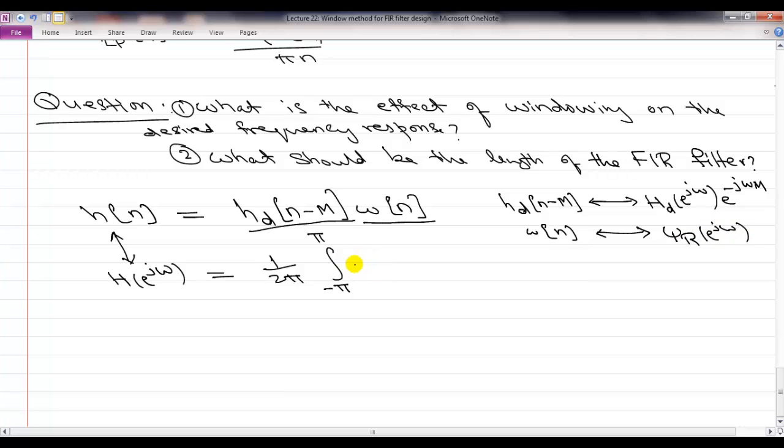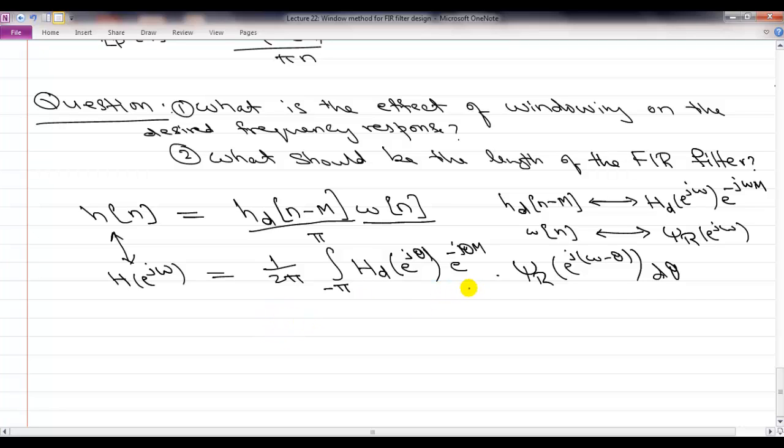Okay. So what it looks like is I get H_d(e^{jθ}) e^{-jθm} times Φ_R(e^{j(ω minus θ)}) dθ. So this is just my convolution formula. I have just written it as x(τ) h(t minus τ), but now the variables are ω and θ rather than t and τ.